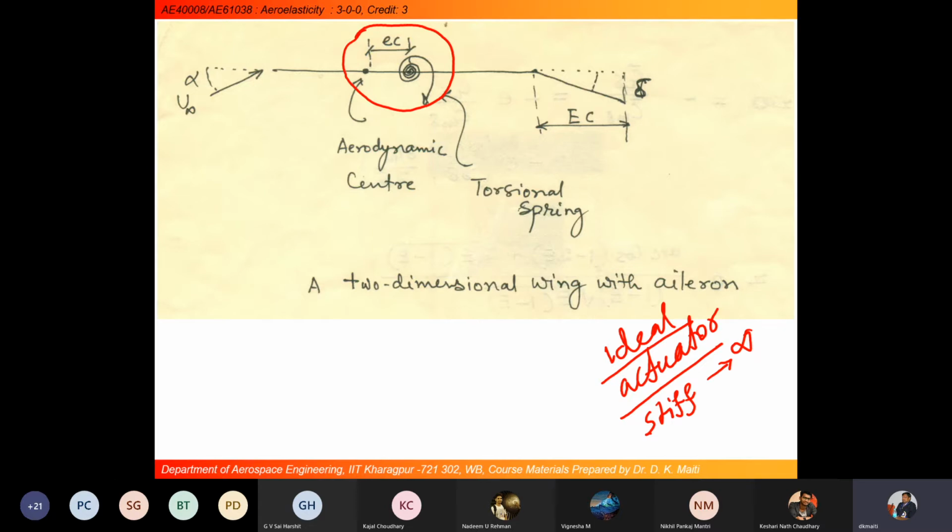So, now I am coming back to this one. Let me show you this information with a line diagram. This is the wing portion, this is the control surface, and the control surface deflection is delta. The eccentricity between the aerodynamic center and the elastic axis is E into C, the angle of attack is alpha, and the forward velocity is U infinity. This is the two dimensional aerofoil with control surface.